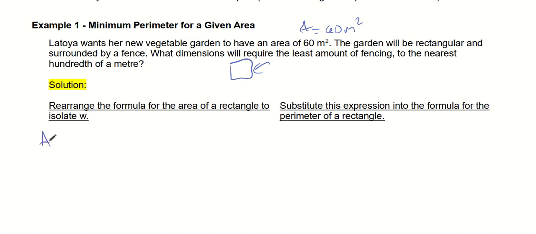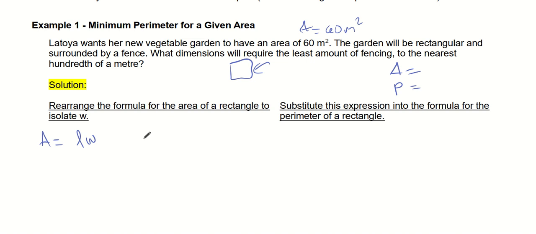So the equation for the area is length times width. To do this problem, you need two equations. One is the area equation, and the other is the perimeter equation, which is basically adding up all the sides.